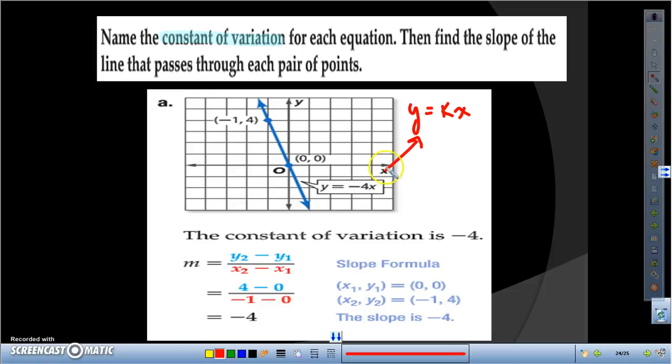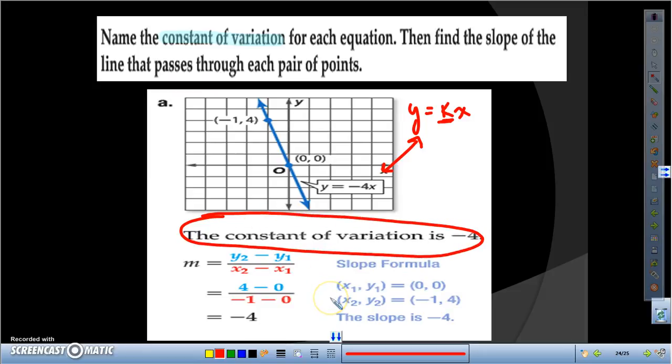Comparing these two, what takes the place of k in this equation? Because k is what represents my constant of variation, or constant of proportionality as it is sometimes called. The -4 has replaced the k, so my constant of variation is -4. That's as simple as it gets. You don't have to do anything. Just look at the equation and know that whatever the coefficient of x is, that's my constant of variation.